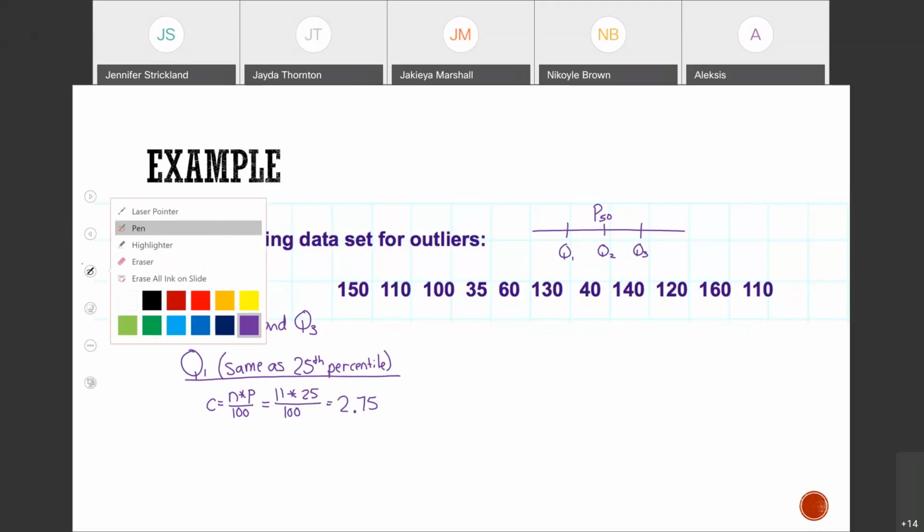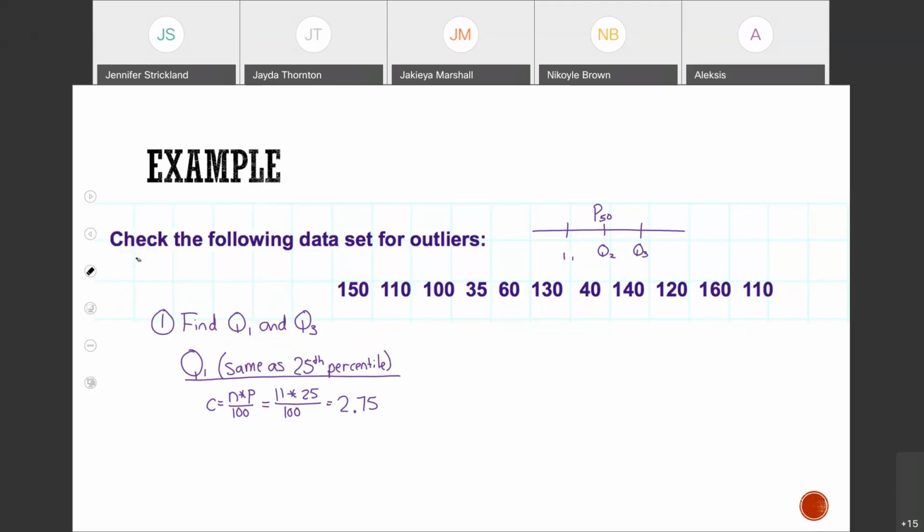Okay. All right, so what did we say to get a decimal? What do you do with that decimal value? Round it, and you round it up, right? So we go up to 3, and then we're going to pick the third number in the list once the list is in order. So I've got to take a minute and put my list in order so that I count the right number out. All right, so let me do that real quick.